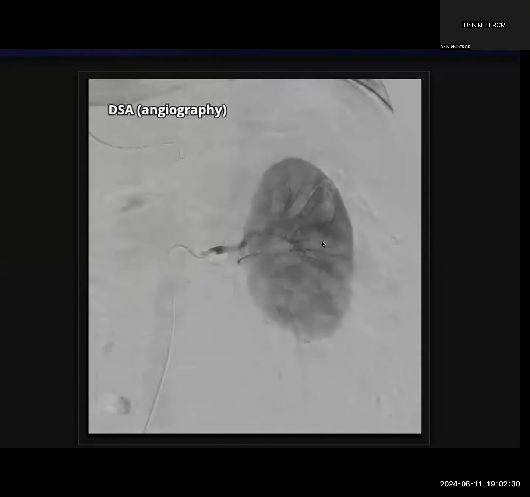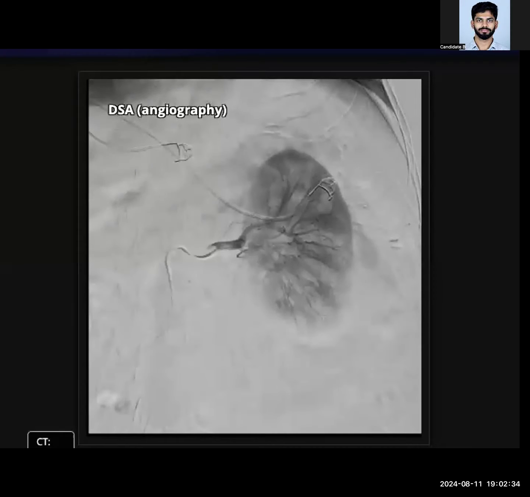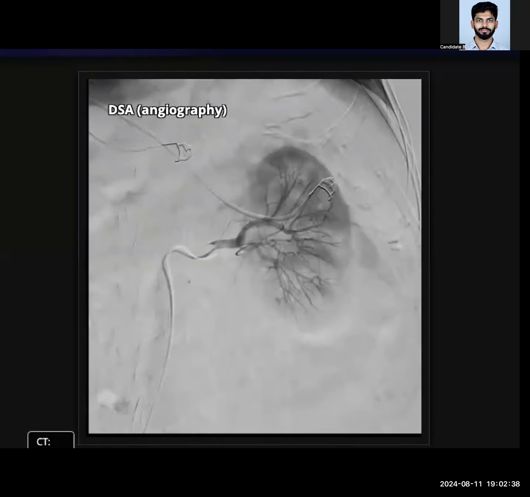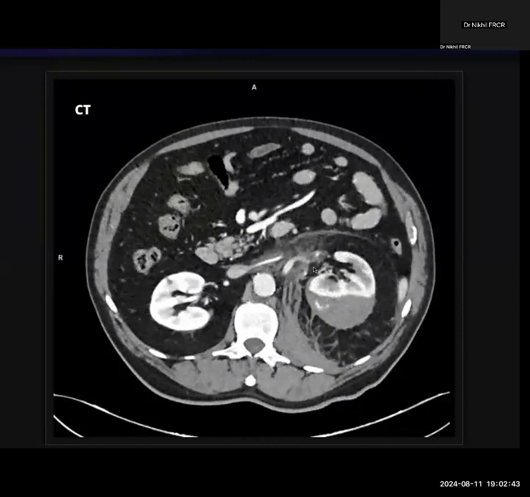What would you like to do next? I would correlate with the CT findings if the patient has had a CT, or I would also check with an ultrasound if ultrasound was done. I can give you the CT. Yeah, you can click and scroll.